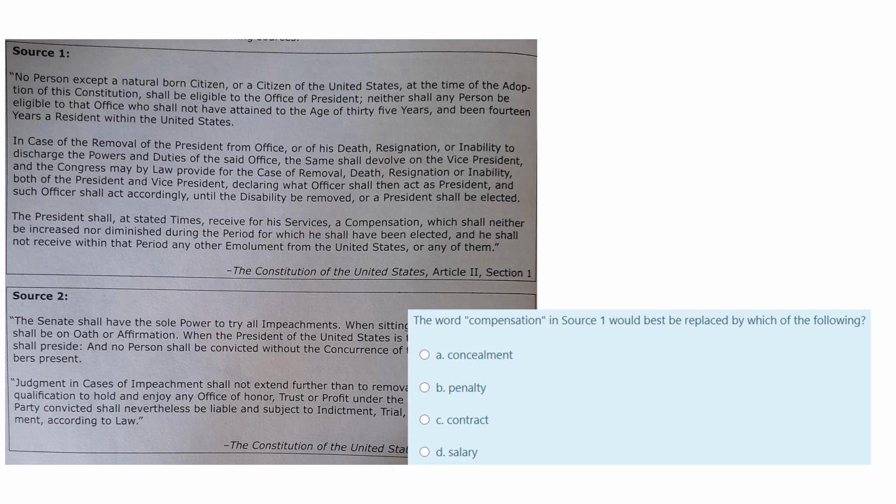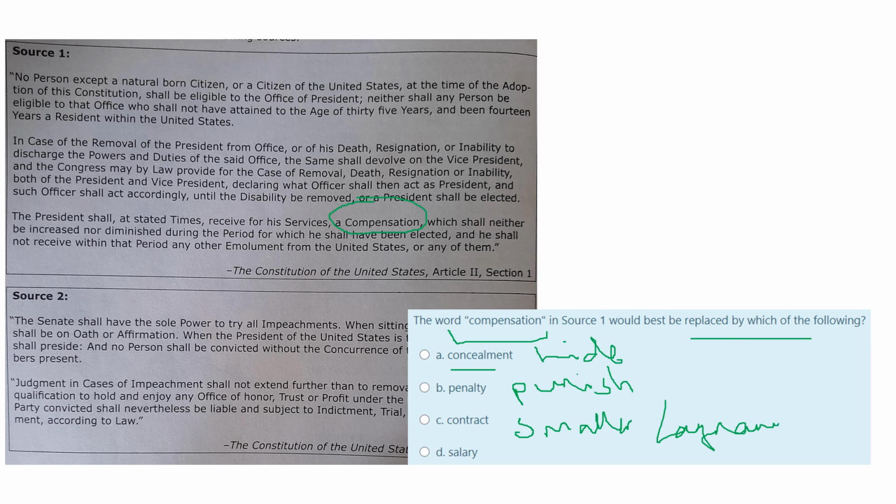Now, we've got some very long sources here, but the question is a little bit simple. The word compensation in source 1 would best be replaced by which of the following? Concealment means to hide. Penalty means to punish. Contract means to get smaller, or agreement. And a salary is money that you are paid for your job.